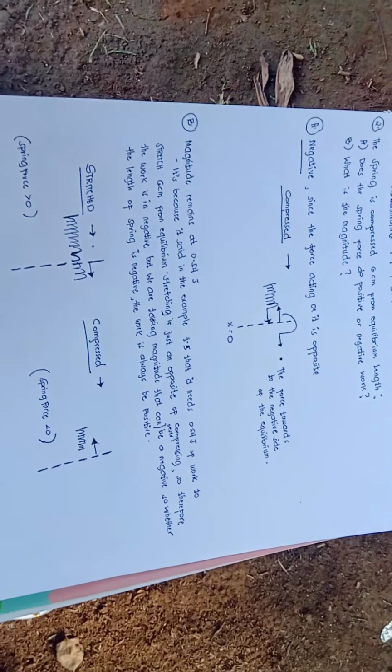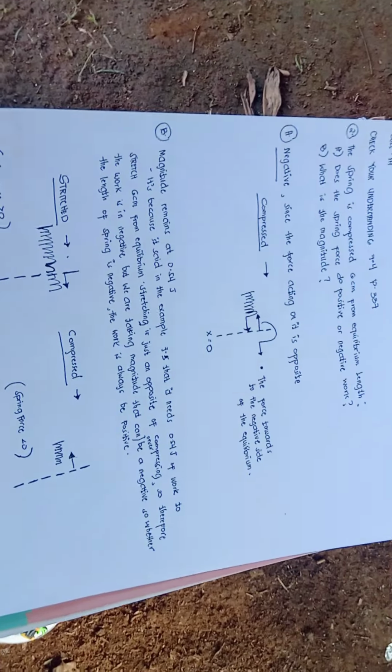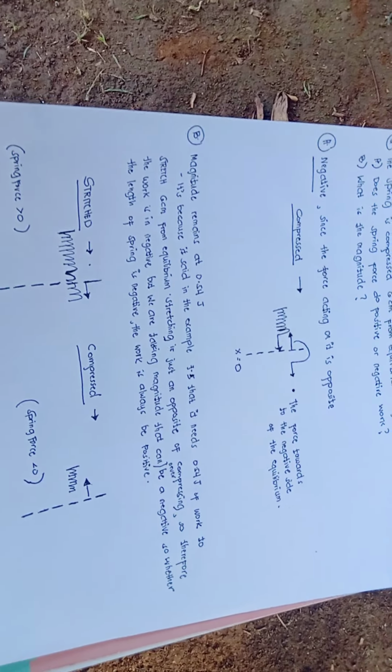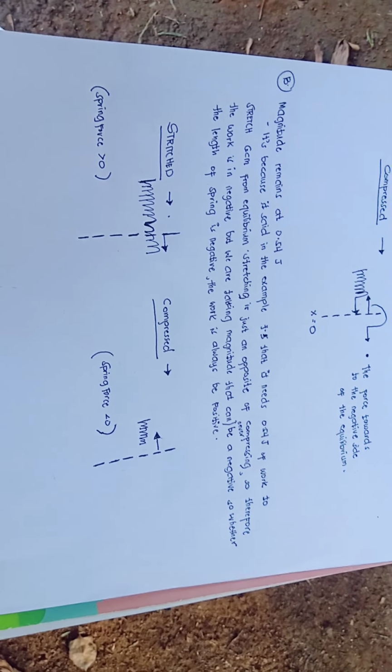For letter A, my answer is negative since the force acting is opposite. It is compressed, compressing which is the opposite direction. So the broken line that you see is our equilibrium length. For the left side, which is the negative, and for the right side, which is our positive. For B, the magnitude remains at 0.54 joules.